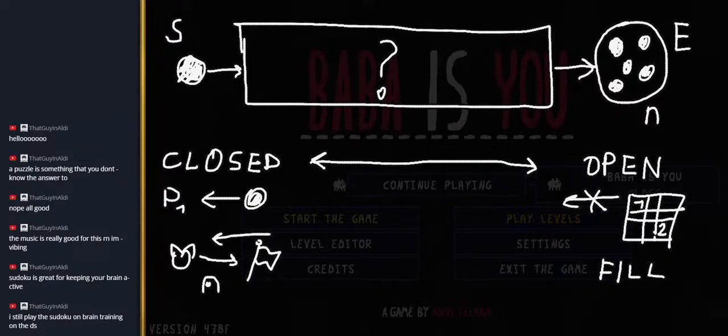Now then, as I was saying, we have closed and open states that is more like a spectrum.